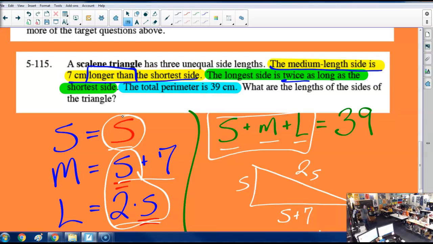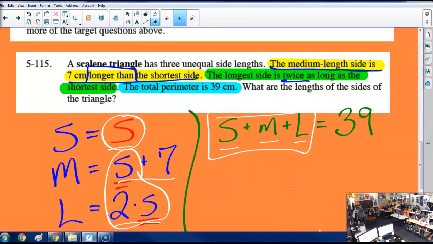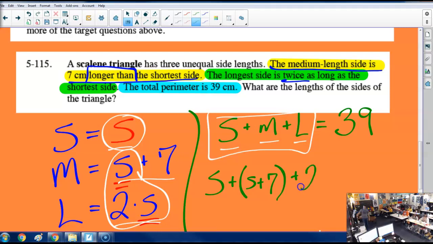4. So what I want you to write out, hold on, because I don't want you to just jump to writing that out. We're going to replace these values with these expressions. This is the faster way to the right answer. So if we replace s, well, s just gets replaced with s. M gets replaced with s plus 7. Please write this down. And L gets replaced with 2s.